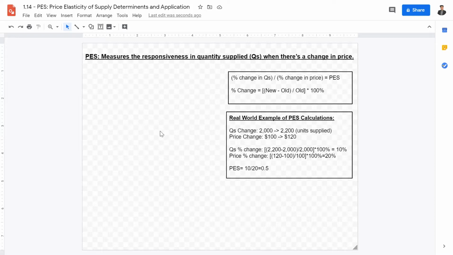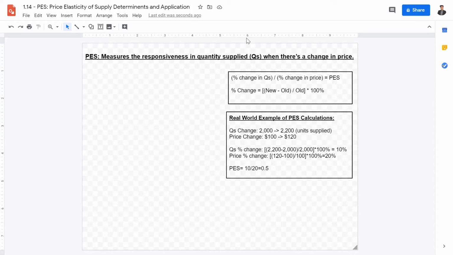Now that we know what PES is and how to calculate PES, we're going to talk a little bit about the determinants of PES, as well as the broad-ranging applications for PES, and the interpretation of the PES figures.